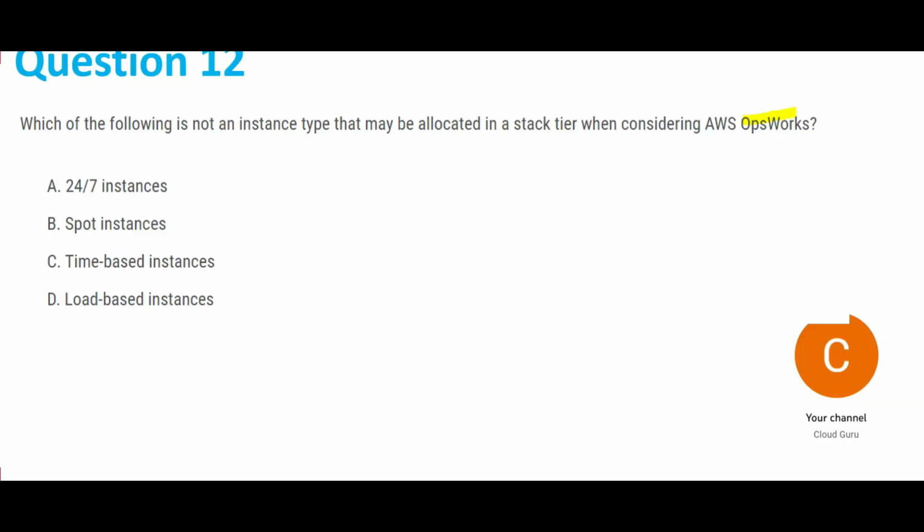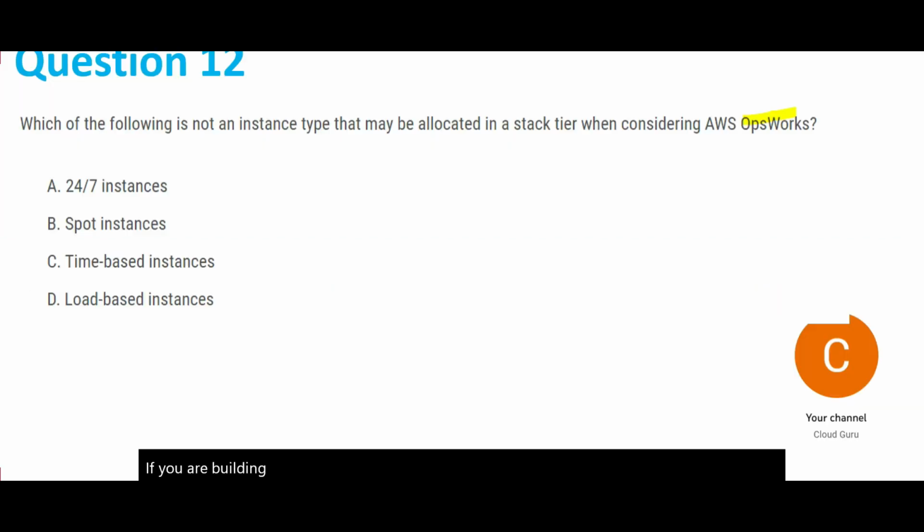If you are building a stack tier for OpsWorks, out of these, which instances can you not include? Common sense, I'll tell you. Forget about the other instances. Spot instance, it is very clear. A spot instance can go away anytime. So in your production or in any decent setup, why would you use a spot instance?